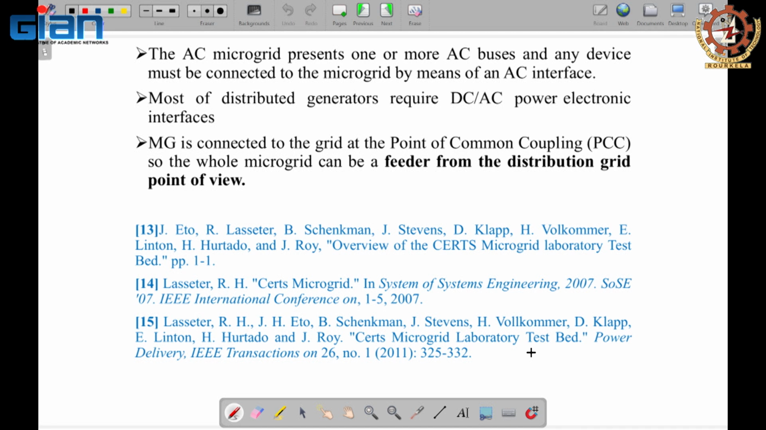So this AC microgrid has one or more AC buses, and any device is connected to the microgrid by means of an AC interface. Most of the DC sources require DC to AC power electronic interfaces. Obviously, this microgrid is connected at the point of common coupling, so the whole microgrid can be a feeder from the distribution grid point of view.